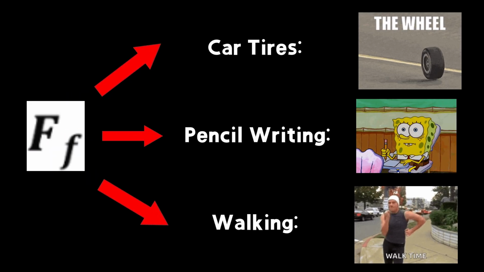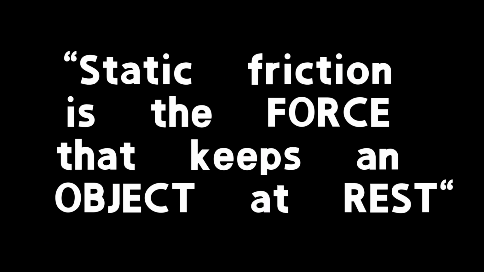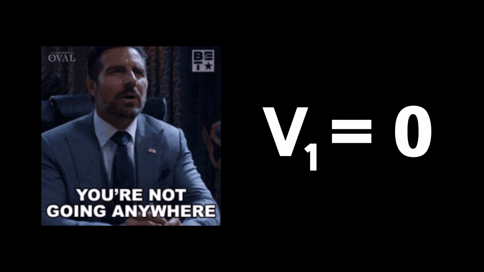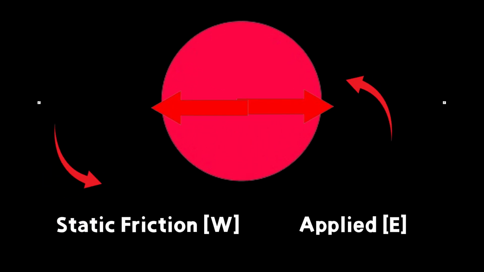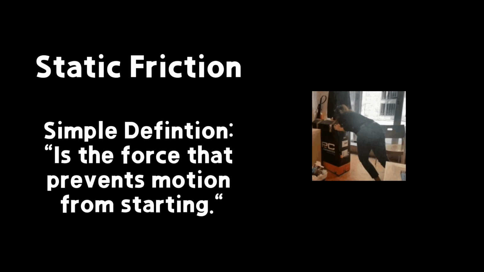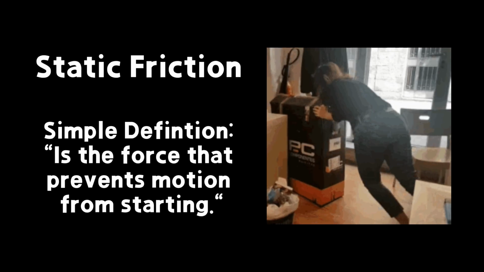Now that we have talked about some examples of friction on a day-to-day basis and the general definition of it, we will be discussing the two types of friction. The first one being static friction. Static friction is the force that keeps an object at rest when a force tries to move it. It acts between two surfaces in contact, along the surface, opposite to the direction of the applied force. Overall, a simple definition of static friction is the force that prevents motion from starting.